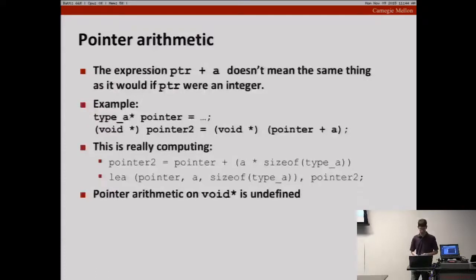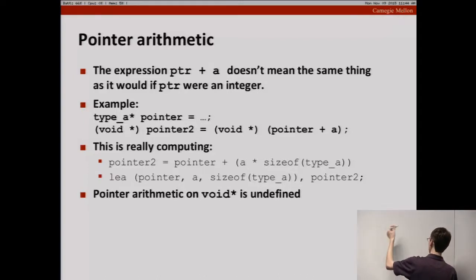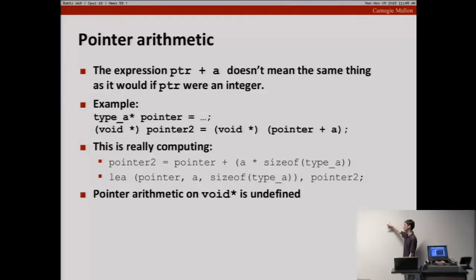Okay. So pointer arithmetic. This is something that we've seen before, but it's tricky, so we're going to go over it again. When you do pointer plus some value, it's not the same thing as if pointer is just an integer in general. So if our pointer is 0x08, and we do plus 1, if this was an integer, then we'd get 0x09. But in the case of pointers, the result depends on what type of pointer this is. Because what happens when you add to a pointer is it adds whatever you're adding times the size of the pointer.